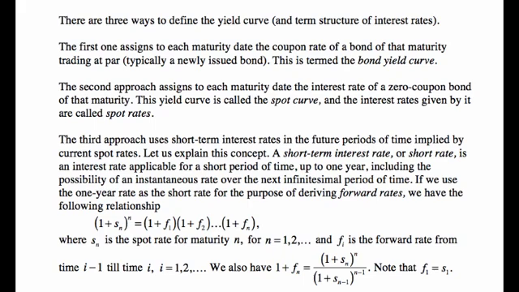And it has to be this way that (1 + S_n)^n is equal to (1 + F1)(1 + F2) through (1 + Fn). Okay? Then these are called the forward rates.